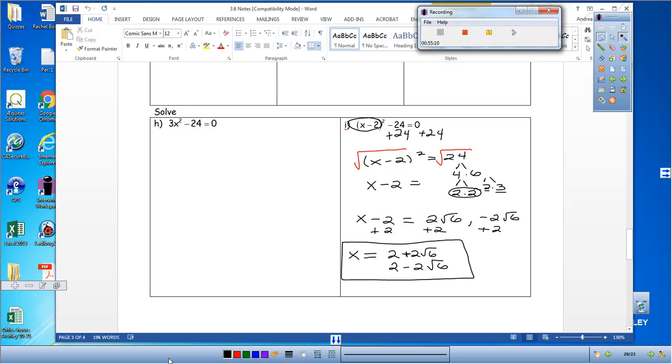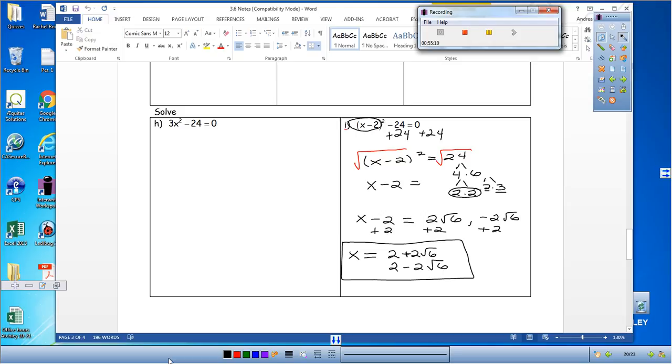Because you're adding 2 each time, right? So this 2 is positive. You had to get rid of this 2 here. Okay? So the only thing that's going to be negative is things that we had to take the square root of, the 2 radical 6.